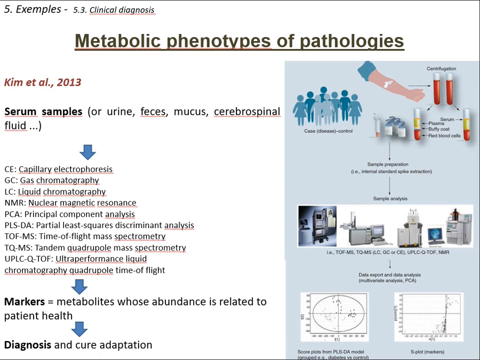You can take a biological sample from many people, urine, feces, mucus, cerebrospinal fluid, and so on, and make a whole range of analysis on these samples by gas or liquid chromatography, NMR, mass spectrometry of any kind, and of course use multivariate statistics to extract biomarkers.